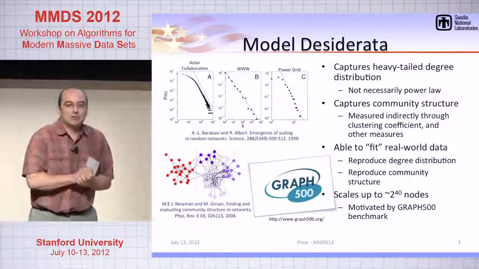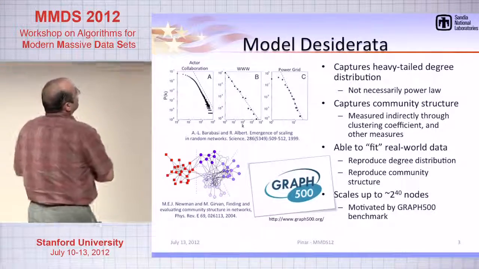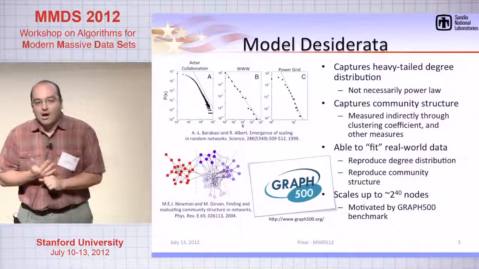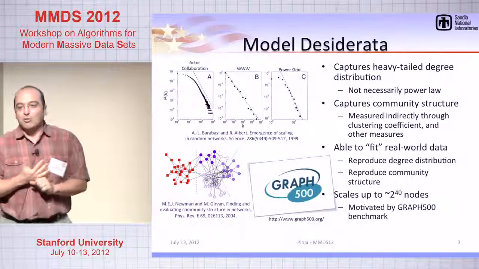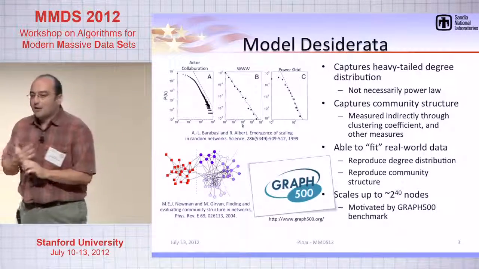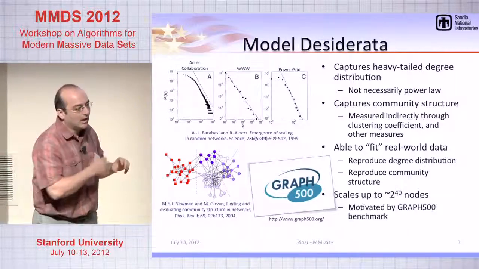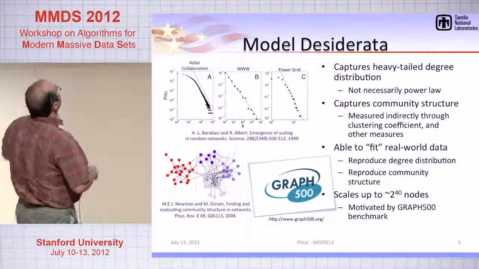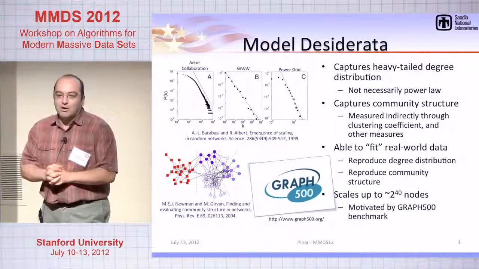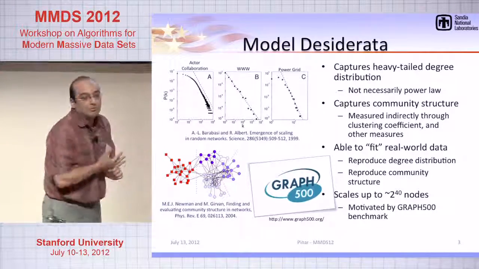I hope I was able to convince you that we do need models, but what do we want in a model? For graphs, the first thing is heavy-tailed degree distributions. I'll not restrict myself to power law degree distributions, because these distributions come in all shapes and forms, but at the same time they're heavy-tailed. So we have a skewed degree distribution, and there's a heavy tail. That picture is from the famous Barabasi paper in 1999, where it claimed that graphs have power law degree distributions. The other common theme is community structure.